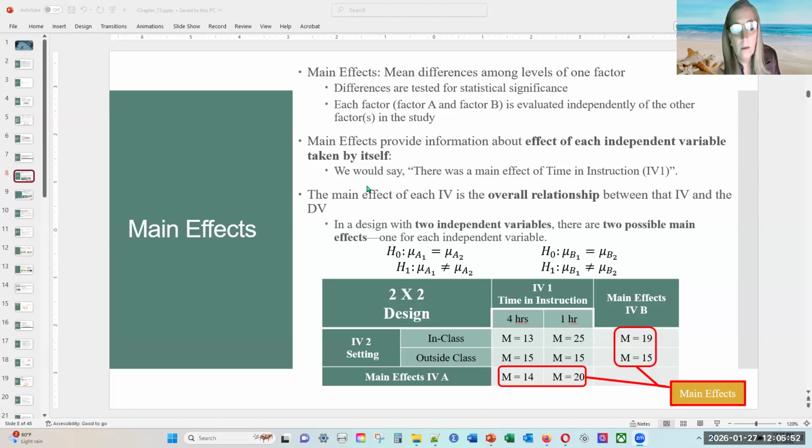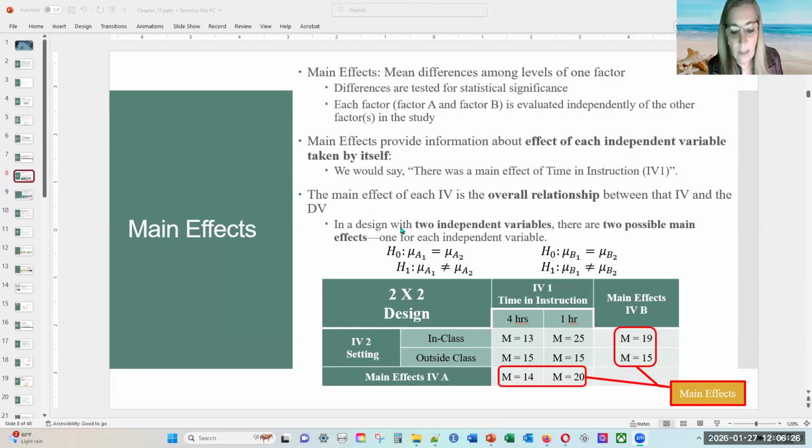All right. So the main effects provide information about the effect of each independent variable taken by itself. So here we would say there was a main effect of time in instruction, and there probably was. It looks like the mean for this one is much smaller than the mean for the other one. So the main effect of each independent variable is the overall relationship between that independent variable and the dependent variable.